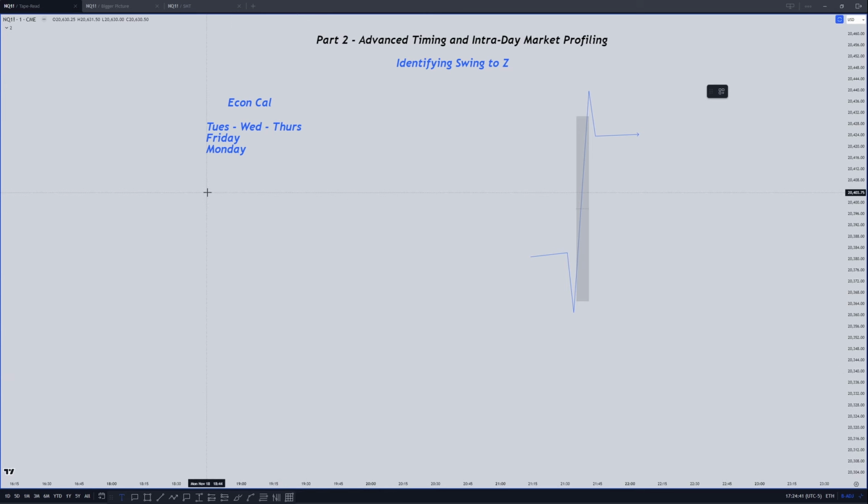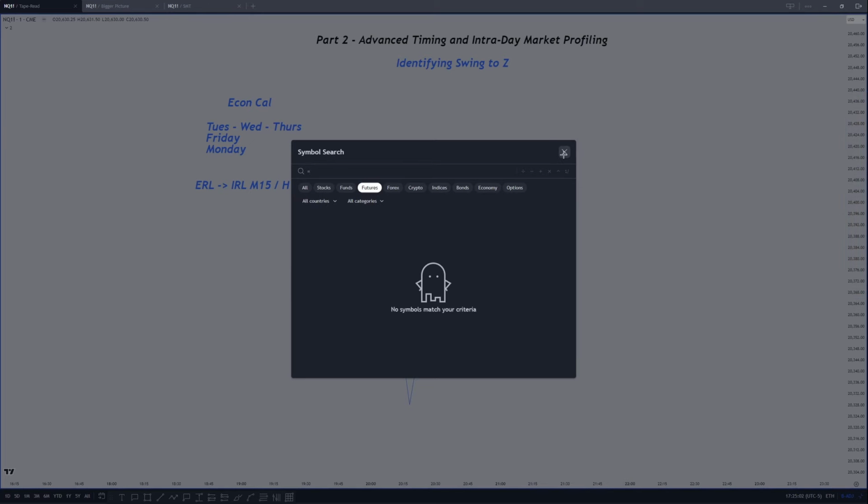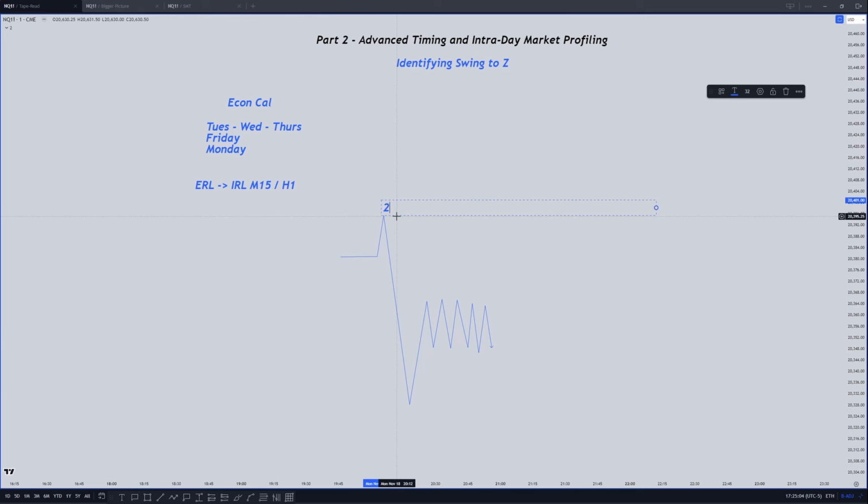I also want to mention that when we move from ERL to IRL on the 15 or the hourly, that's going to be typically low probability. That's going to be our swing to Z. Because if you look at the swing to Z profile, typically it looks like this, where we have this kind of range, and then we're range bound the rest of the day, right? And then at this time, we have 2 to 5.